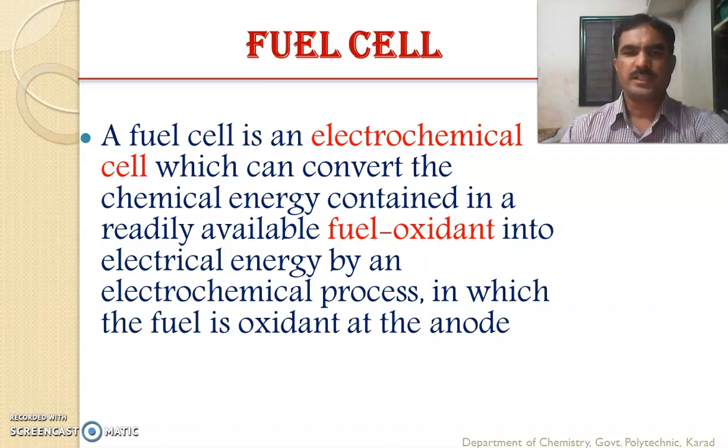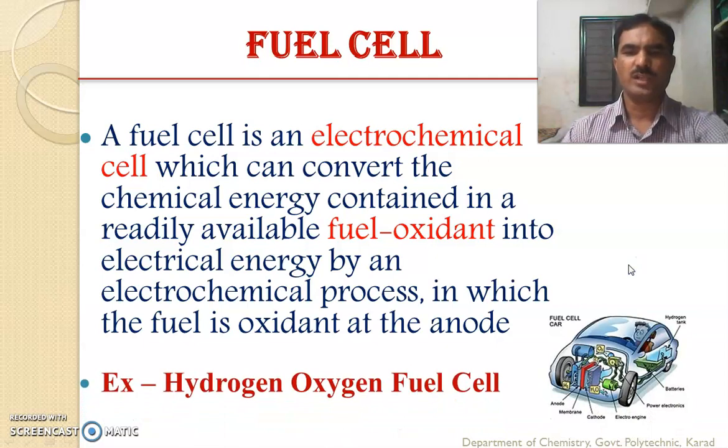Now, friends, there is a question. What is meant by electrochemical cell? I hope you all know the answer. An electrochemical cell is a device that converts chemical energy into electrical energy. The examples are Daniel cell, lead acid battery, etc. Now, fuel cell is again one of the examples of electrochemical cell. Now, we are going to see one of the examples of fuel cell in detail, the hydrogen oxygen fuel cell.